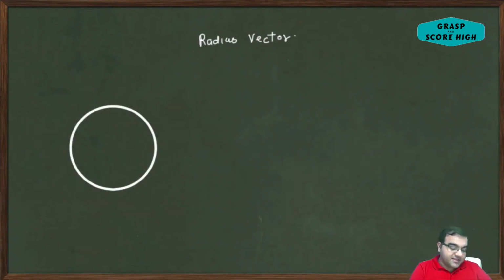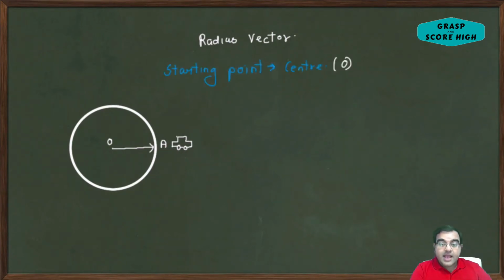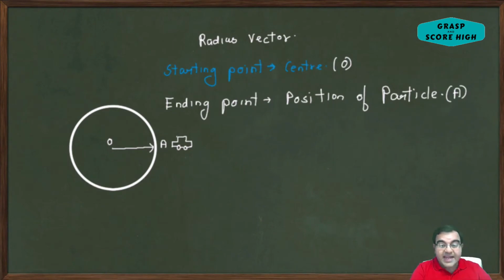Now understand a radius vector. What is a radius vector? Let's say initially your particle, a car, which in this case is a particle, is performing circular motion. So this car is currently at point A. Now the starting point is the center, which is O. Can you see that? Is this starting point going to change? No. Even if the object is going to move, the starting point will remain the same. So your ending point is the position of the particle, A.